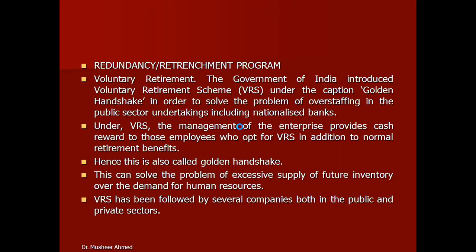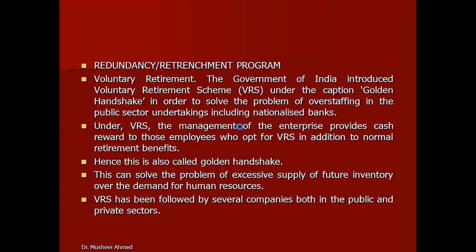This step was initiated by the government in order to deal with the problem of surplus staff in different government departments, because many of the departments were having surplus staff, and because of this surplus staff, it was a liability on them. So the government came up with the voluntary retirement scheme with the name golden handshake, where the employees were offered retirement before their retiring age along with full benefits, right? This was done in order to meet the problem of overstaffing in the different government organizations, including the national banks, right?